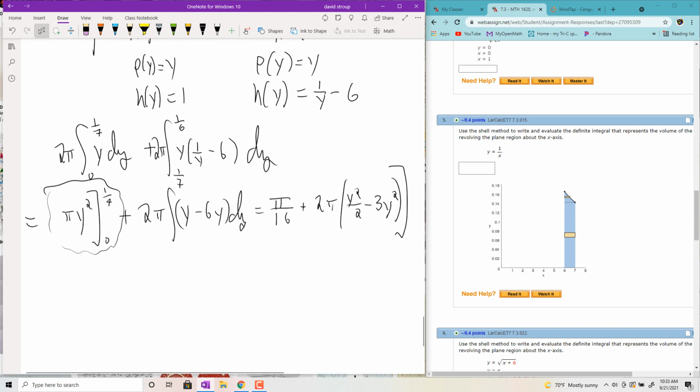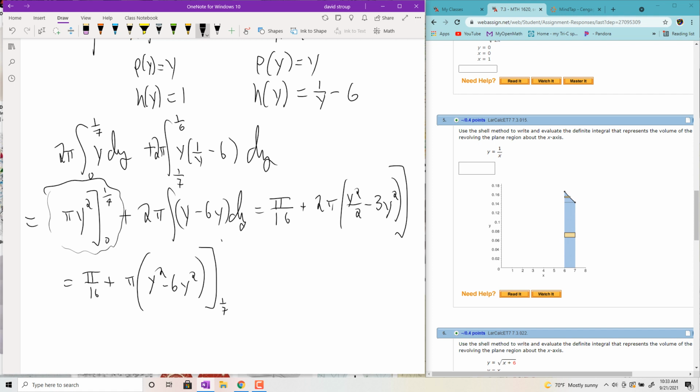Evaluated, that'll be fun. So pi over 49 plus 2 pi times, let's distribute the 2 to get rid of the fraction, right, shall we? So I have y squared minus 6y squared. At least we can get rid of that issue.